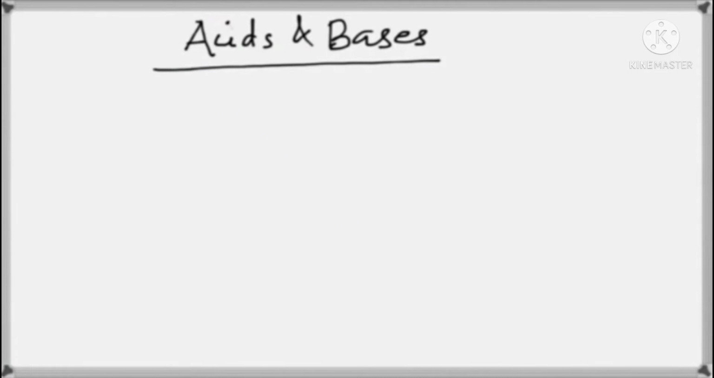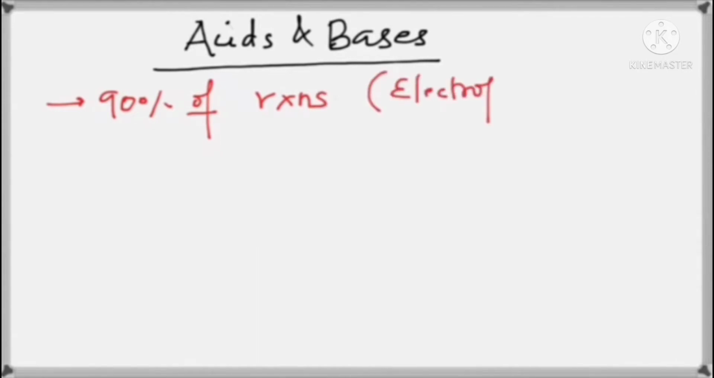Hi there. In this video, we will talk about acids and bases for organic chemistry. This is a very important topic in organic because 90% or more reactions in organic chemistry occur between acids and bases. By acids, I mean electrophiles, and by bases, I mean nucleophiles. So about 90% of the reactions occur between acids and bases. That is why these topics deserve a special mention.